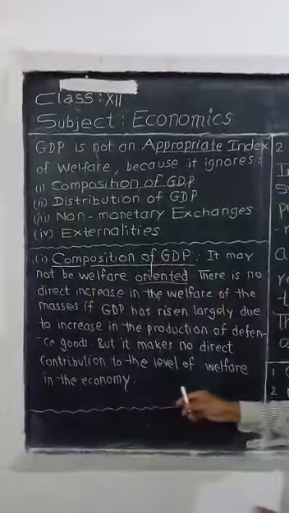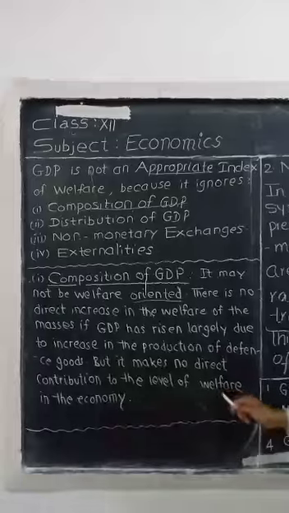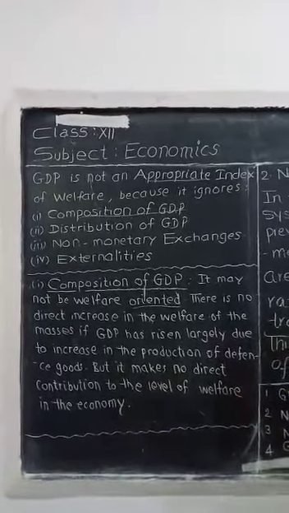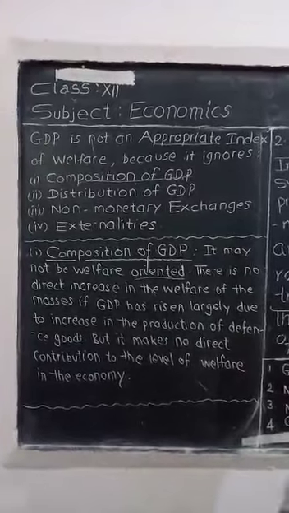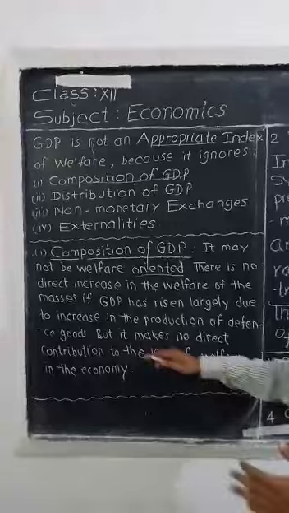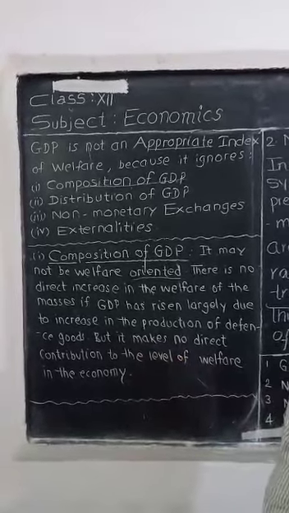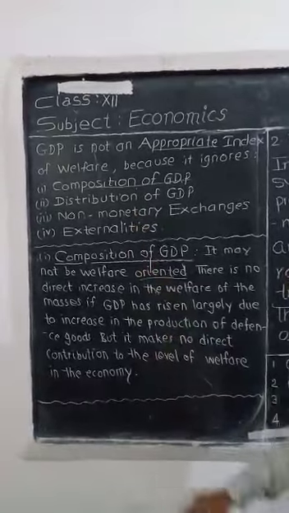But you have to keep in mind that it makes no direct contribution to the level of welfare in the economy. Defensive goods are good for the peacefulness of the country, but they are not contributing to our economy. You have to keep this in mind. This is the first point of the composition of GDP.